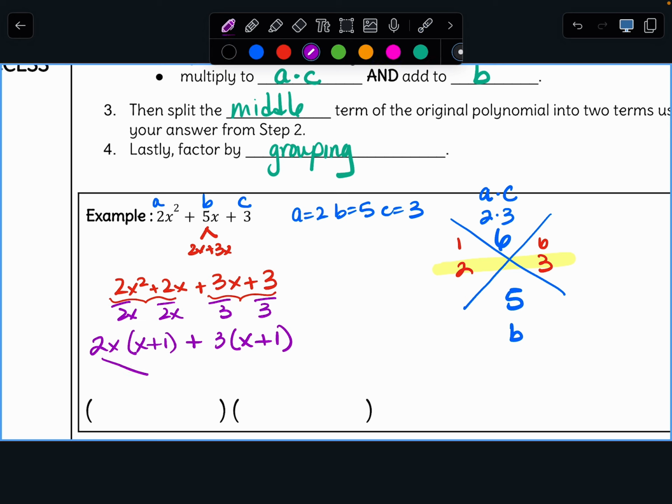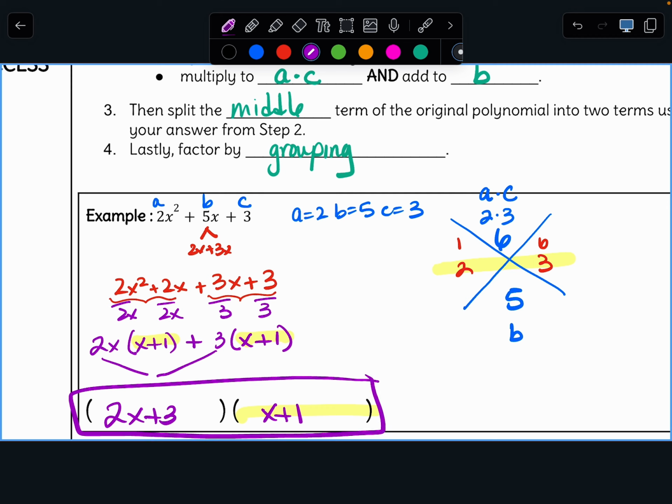Then we take our first and our outside terms and get 2x plus 3. And then our common term becomes our last term at x plus 1. And we're done. So if I were to go back and FOIL this, 2x times x, that's 2x squared. And then I do the outside terms. 2x times 1, that's 2x. 3 times x, that's our 3x, and 3 times 1 is 3. So now I have my original polynomial to check that I've done it correctly.